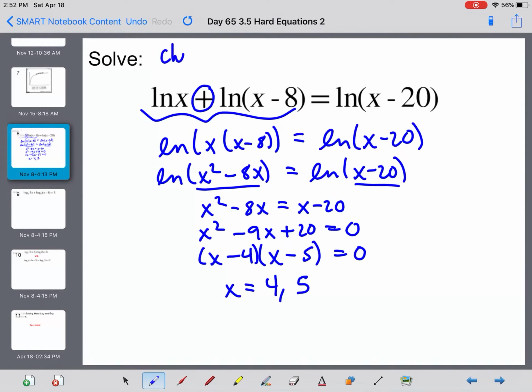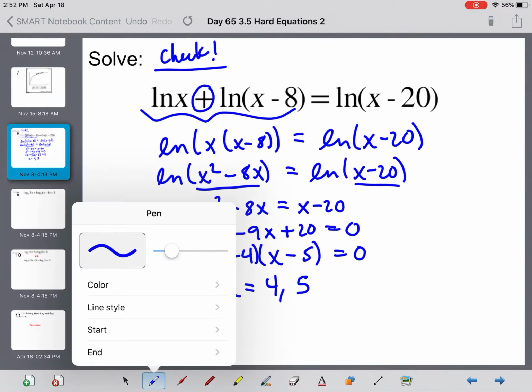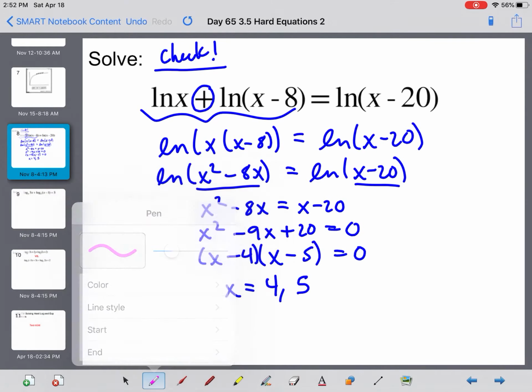Now, whenever we work with solving log equations, we always have to check our solution because we need to make sure that our values are defined within the domain of this function. So let's take a look. Let's start with 4. If I look here at the natural log of x, if I plug in 4, natural log of 4 is defined. I don't know exactly what it is without my calculator, but I know that it's a positive number, and that's going to be just fine. So it checks out for that first piece.